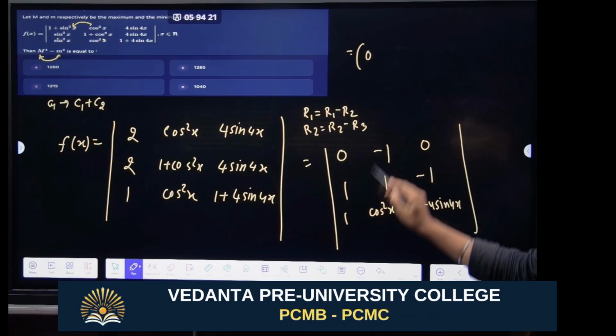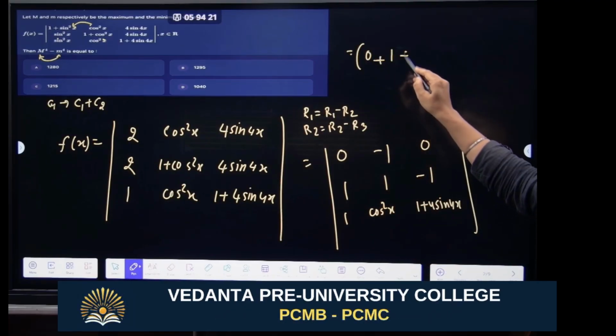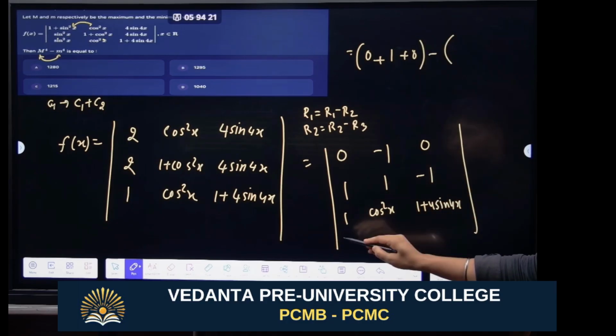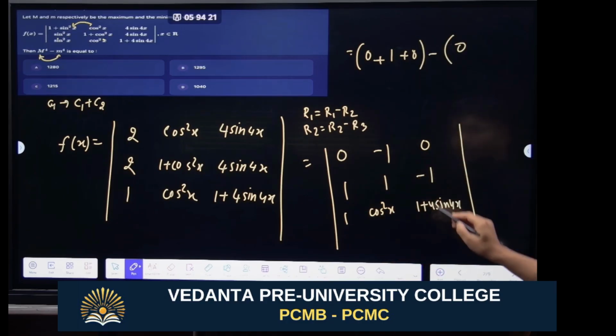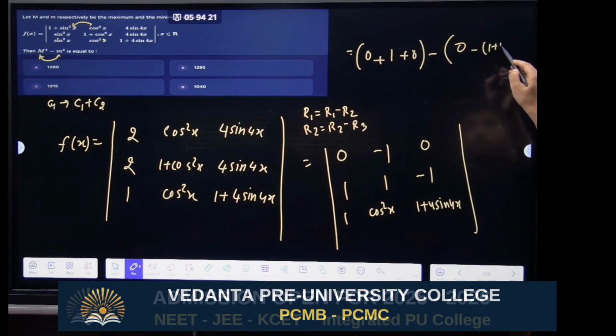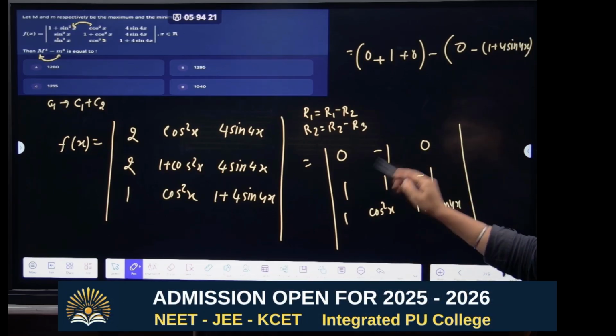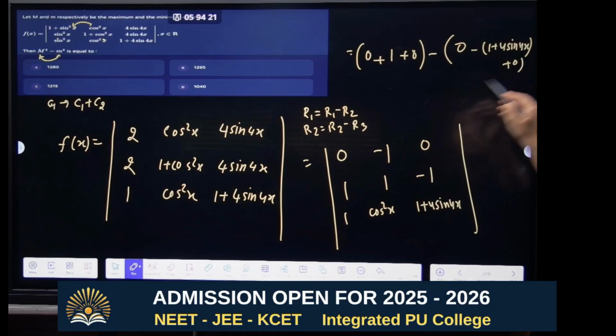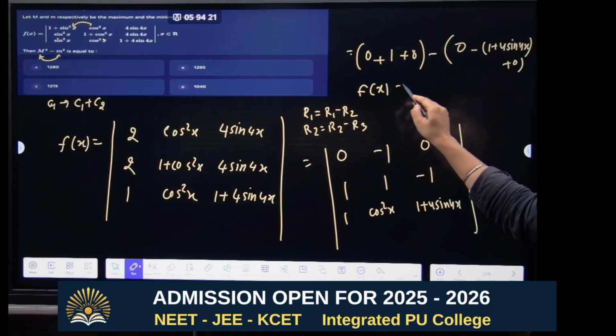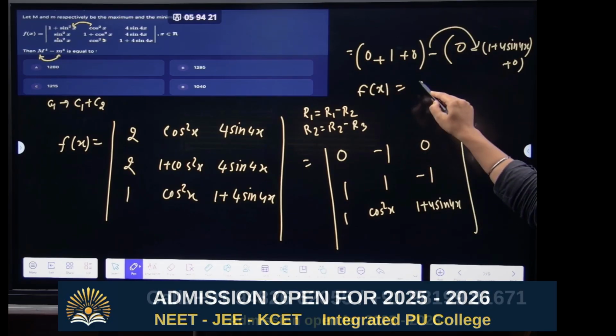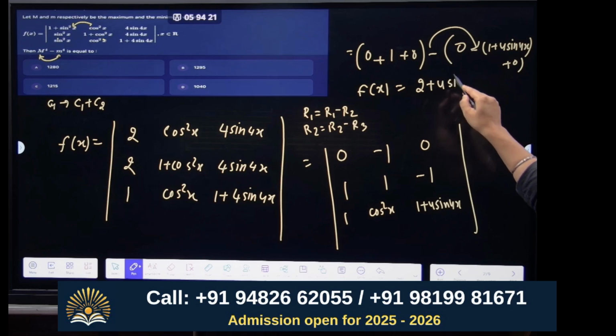Then this is going to multiply, plus 1 plus 0 minus, now conjugate diagonal, 0 plus minus of 1 plus 4 sine 4x, and then 0 plus 0. So you'll see the f of x value after simplifying, minus minus will become plus, 2 plus 4 sine 4x.